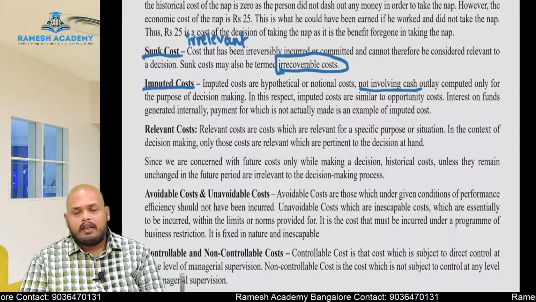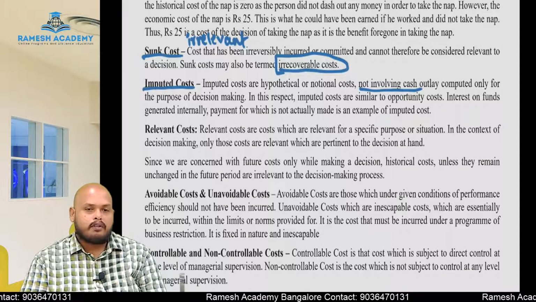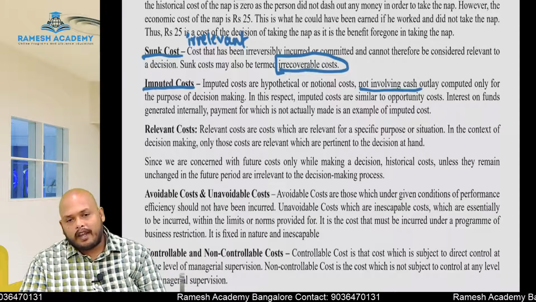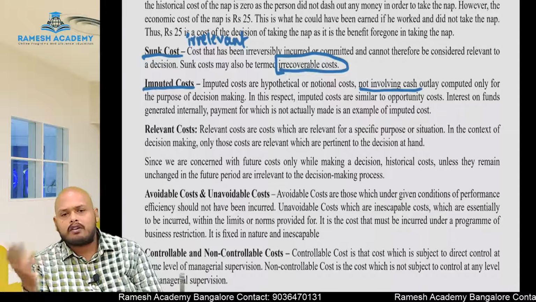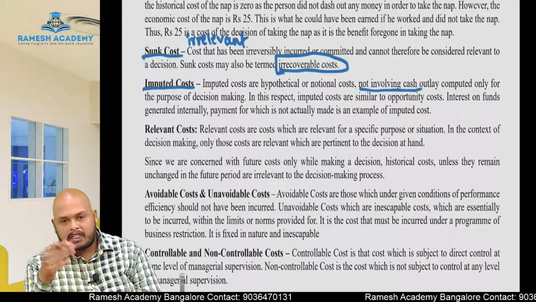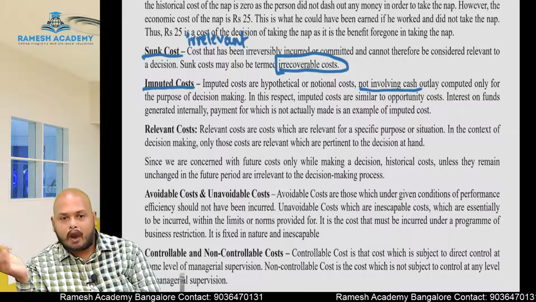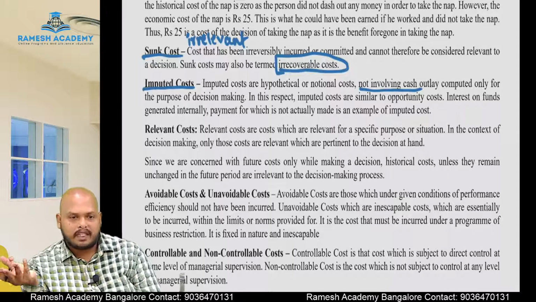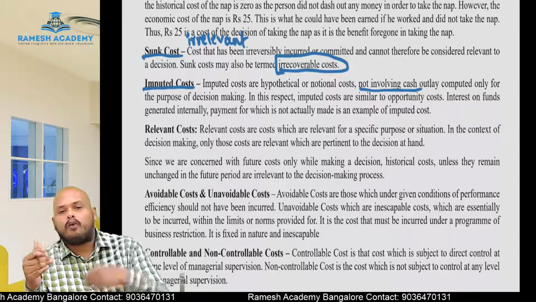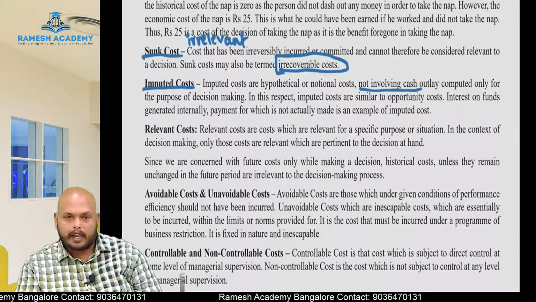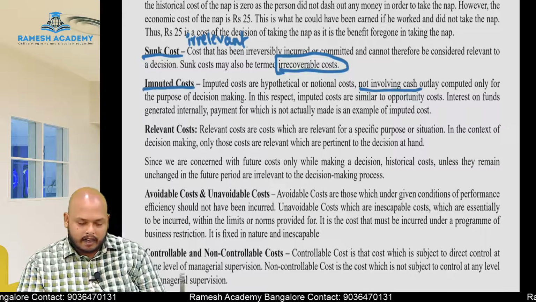Imputed costs are the hypothetical or notional costs that do not involve any cash outlay. So, what do you mean by cash outlay, sir? Cash is not going outside. Do not involve cash outlay means cash is not going outside the business. That is called do not involve cash outlay. Okay, now let's take one example.